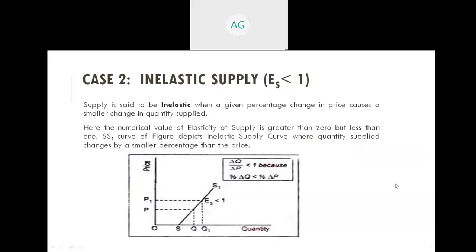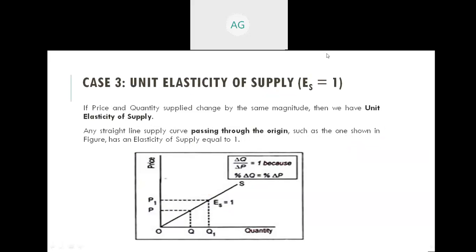Now comes the third case, which is unit elasticity of supply. Here the value of ES is equal to 1, because we are dealing with unit elasticity. If price and quantity supplied change by the same magnitude, meaning percentage change in Q and percentage change in P are equal, then the ratio is 1, and we have unit elasticity of supply.